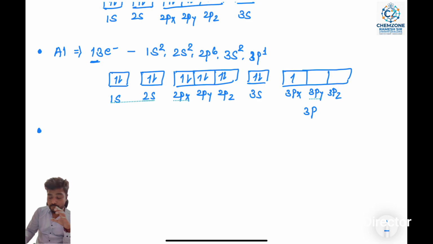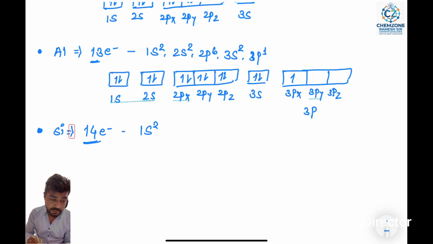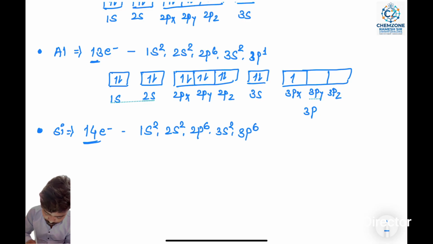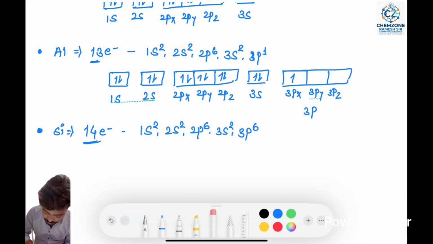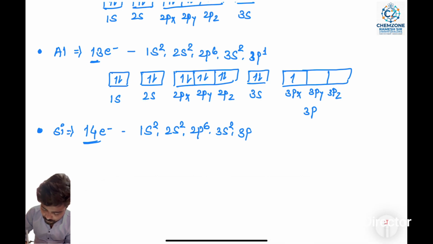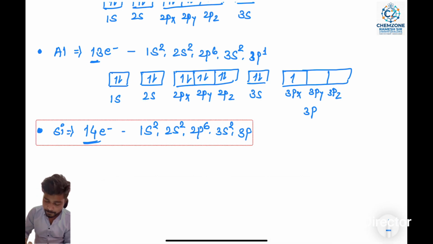Then next one is your silicon. Silicon atomic number is 14. So 1s2, 2s2, 2p6 and 3s2, 3p2, not a 6, I mentioned it wrong. Okay, 3p2. That is the electronic configuration of your silicon.